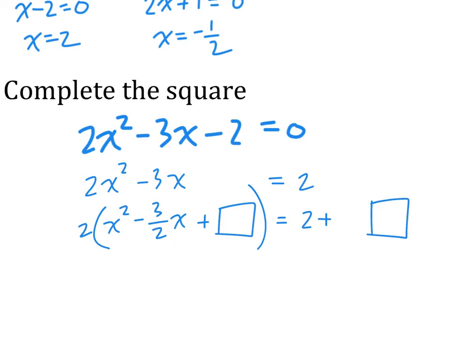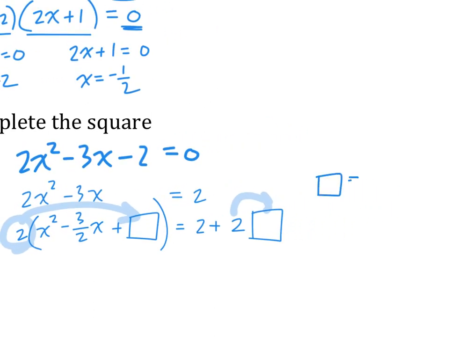But I cannot just add a magic number. I have to put a 2 in front. Why is that? Because there is a leading coefficient of 2. So essentially, I was actually adding 2 boxes. So I have to add 2 boxes there. What goes inside the box?